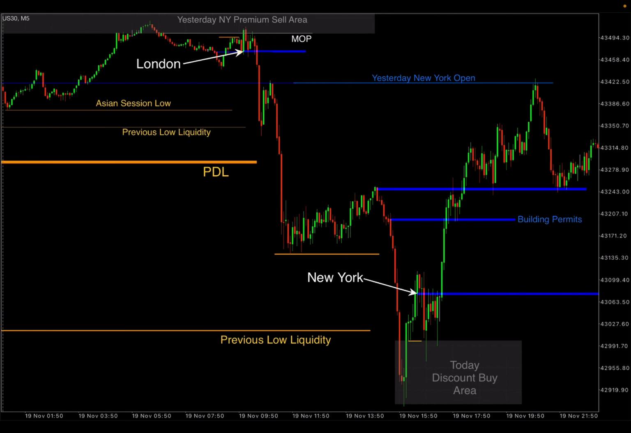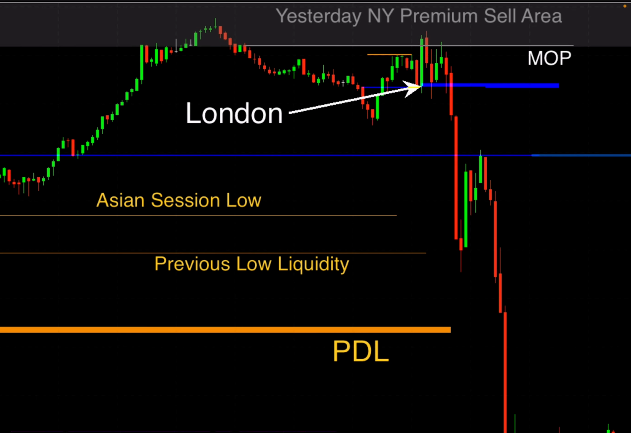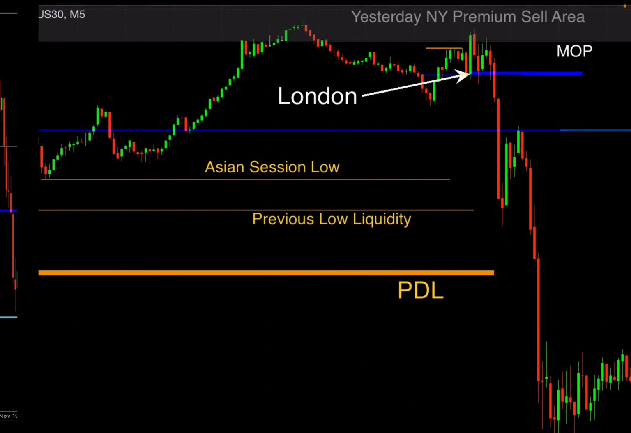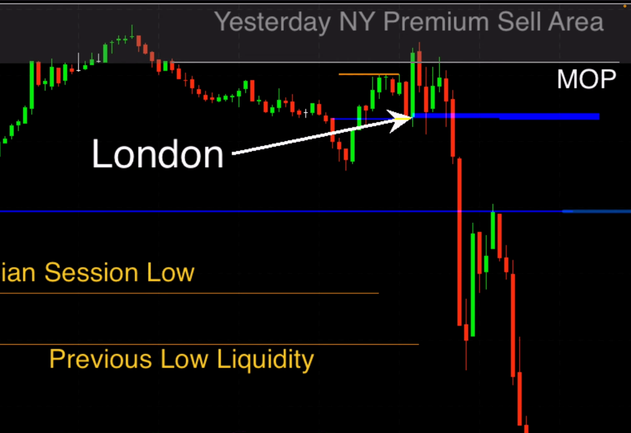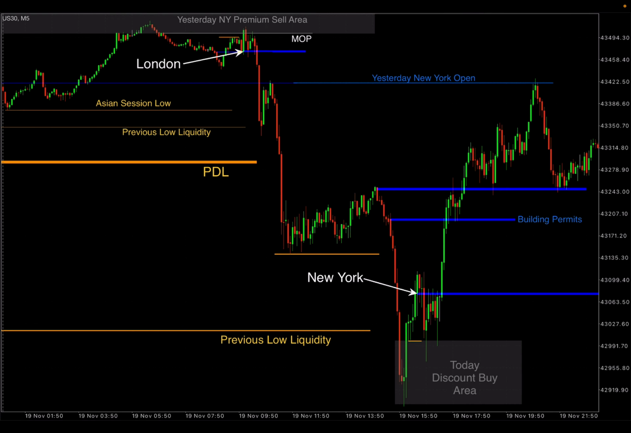19th of November, go up to the New York session. I have labelled them up there. So just before the London opening, you got the pre-London which pushed down. Then with the London opening, it pushes up to a premium sell area and to retest the mop. These are sell confirmations. Then you got the sell. That's a nice sell from a London session opening.